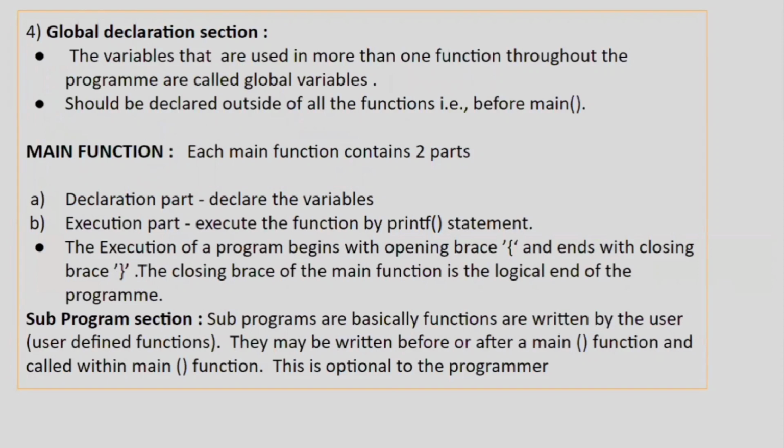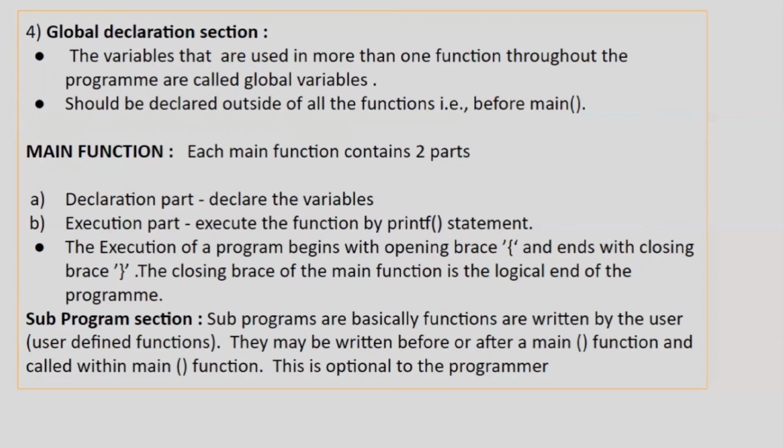Global declaration section. The global declaration section is not much important. It contains variables that are used in more than one function throughout the program, called global variables. We will use many functions in C language. If there are variables used in more than one function, they are called global variables. They should be declared outside of all the functions. So we write the global declaration section between the header file section and the main function.